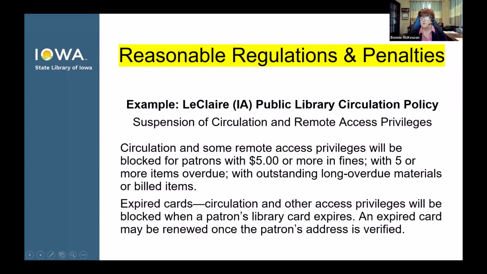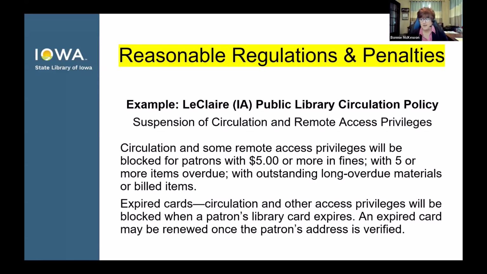This circulation policy from LeClaire Public Library is a good example of reasonable regulations and reasonable consequence. Here you can see that LeClaire Library has stated that circulation and some remote access privileges will be blocked for patrons with $5 or more in fines, or if people have 5 or more items overdue, or if people have long-standing overdue materials that have never been brought back, those materials have been billed for repurchase. So you can see that these are reasonable and pretty typical consequences for overdue and lost items.